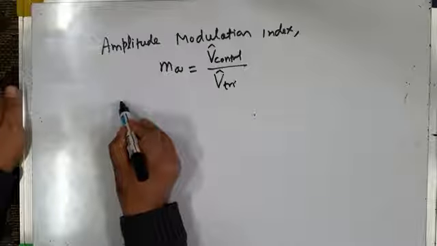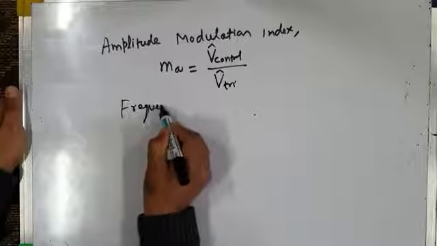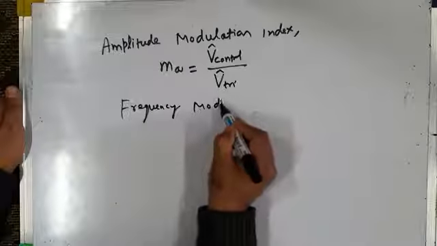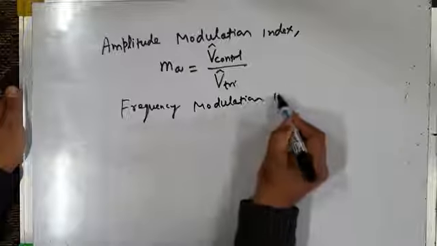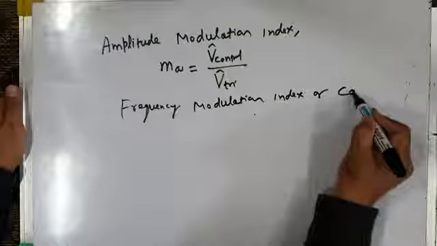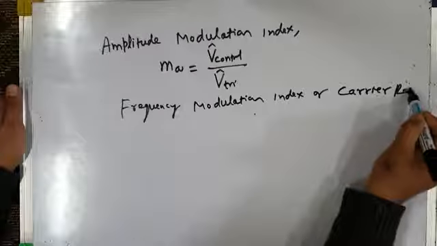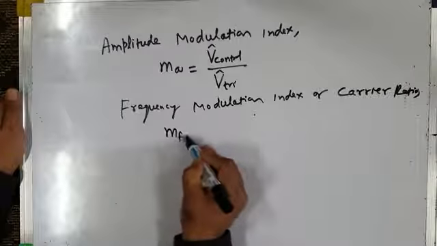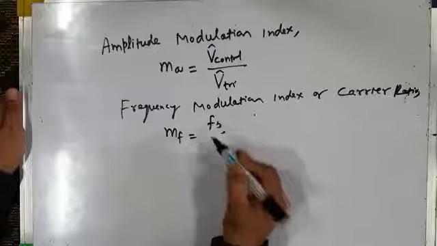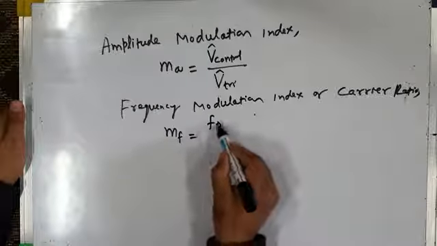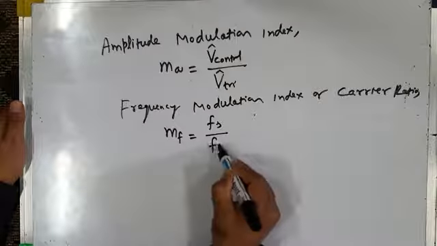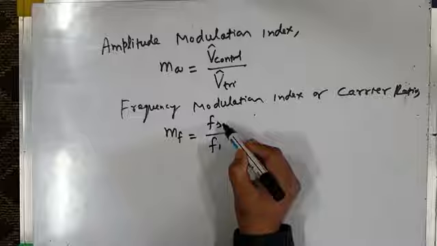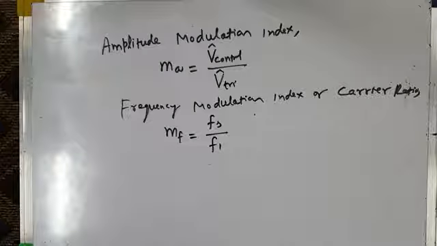And similarly, the frequency modulation index, which is also called carrier ratio, MF. It is defined as the ratio of the switching frequency of the triangular carrier wave to the frequency of the reference sine wave. It is the ratio of switching frequency to the fundamental frequency of the inverter output voltage, Fs by F1. So these are two very important terms.